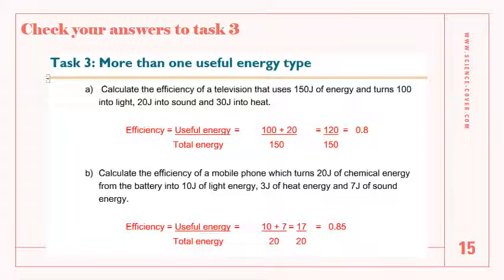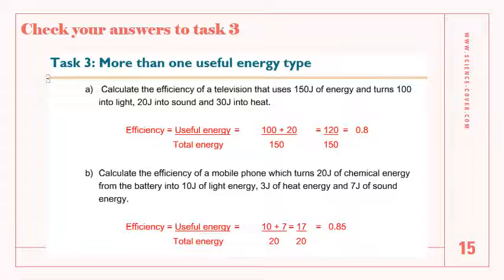Calculate the efficiency of a TV that uses 150 joules of energy and turns 100 into light, 20 joules into sound, and 30 joules into heat. So the efficiency is the useful energy divided by the total energy. The useful energy is the 100 of light and the 20 of sound. So 100 plus 20 is 120, and divide that by the 150 joules that goes into this TV. And that gives us 0.8.